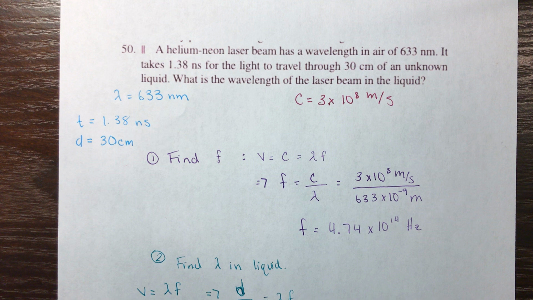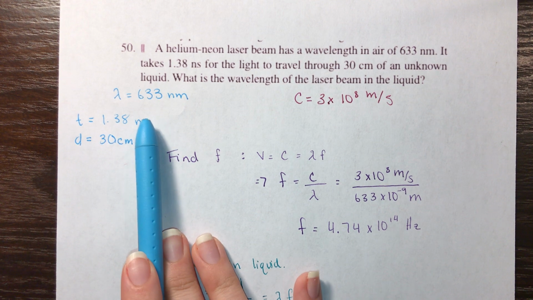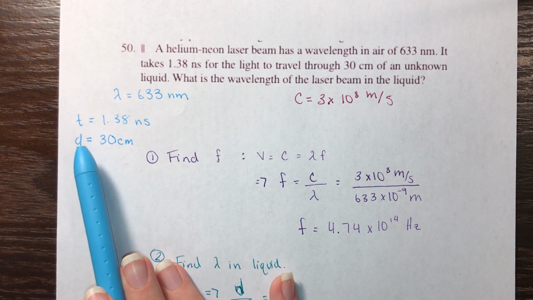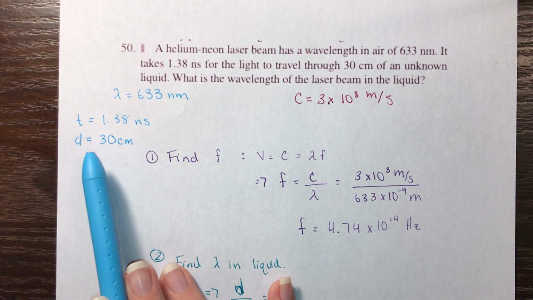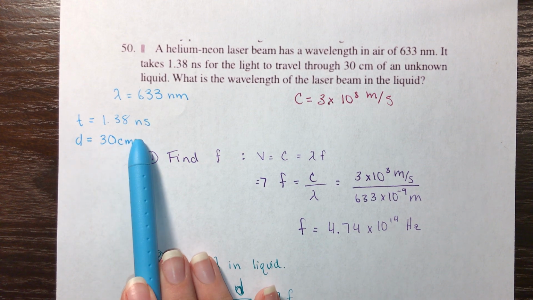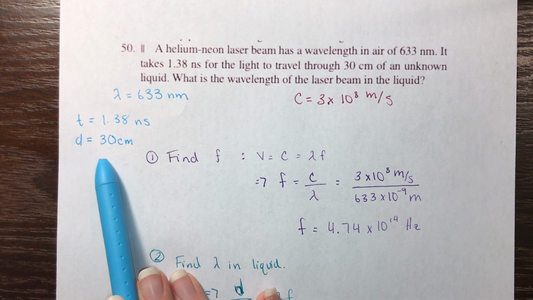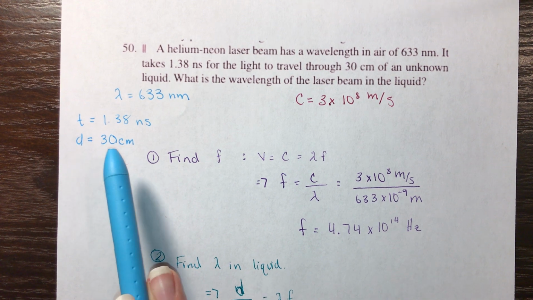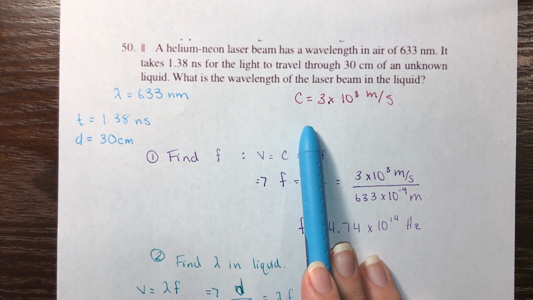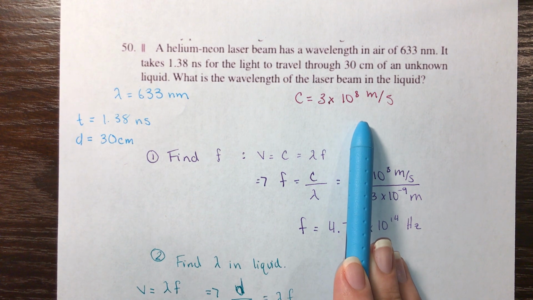First, we want to start by identifying our known information. So the problem gives us that the wavelength is 633 nanometers, the time it takes for it to travel through the unknown liquid, which is 1.38 nanoseconds, and the displacement or the distance it travels through the liquid, which is 30 centimeters. We also need to know that the speed of light is 3 times 10 to the positive 8 meters per second.